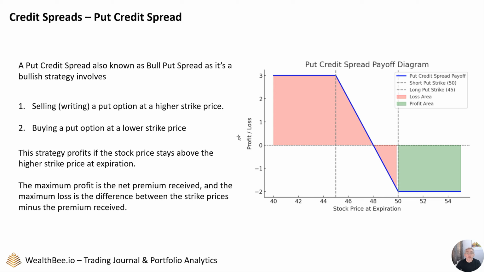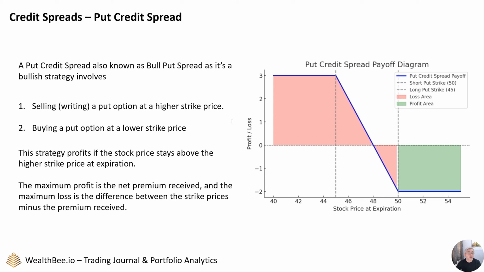In the example on the slide, you can see that we've sold the 50 and we've bought the 45, and we've received a premium of $2. So this strategy profits if the stock price stays above the higher strike price at expiration, above $50. The maximum profit is the premium received, the $2, and the maximum loss is the difference between the strike prices minus the premium received. So that's the difference between the 50 and the 45 strike price, $5, minus the $2 received. Therefore, the maximum loss in this case is $3.